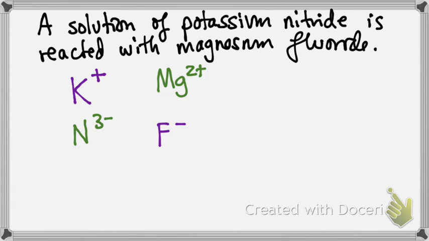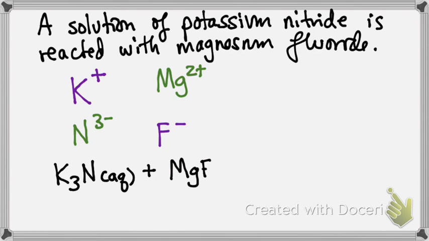So now we need to write a formula for potassium nitride, given that potassium is +1 and nitride is -3. I'm going to need 3 potassiums to effectively cancel the charge of 1 nitride. So that's going to be K3N. That's aqueous, so I'm going to put an aq. Plus, I need 2 fluorides to balance out the +2 of magnesium, so that'll be MgF2. That's also aqueous.